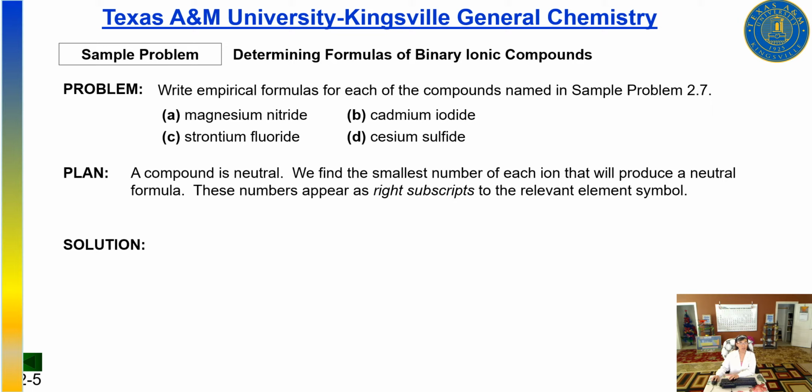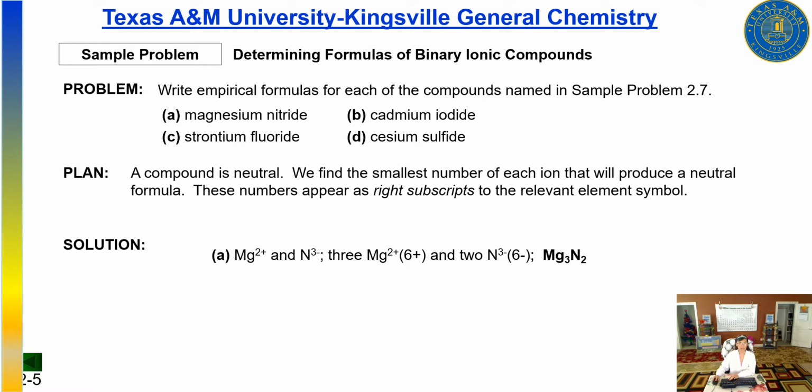Solution. For the magnesium nitride, you have magnesium 2 plus, and nitrogen, which is in group 5A or 15, so you have nitrogen 3 negative. 2 plus, 3 negative, you need to balance it off. Your magnesium, you need to multiply by 3, nitrogen multiplied by 2, to make it positive 6 and negative 6. The formula is Mg3N2. Make sure the 3 and the 2 must be subscripts.